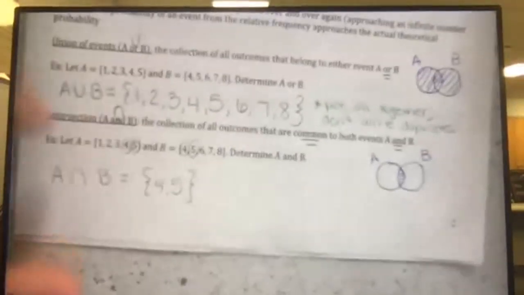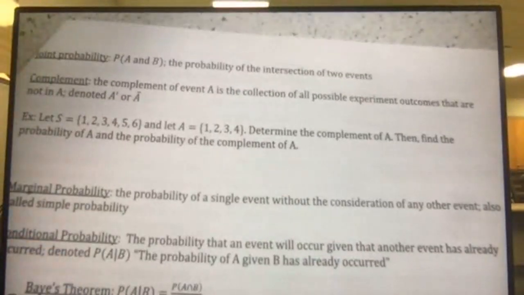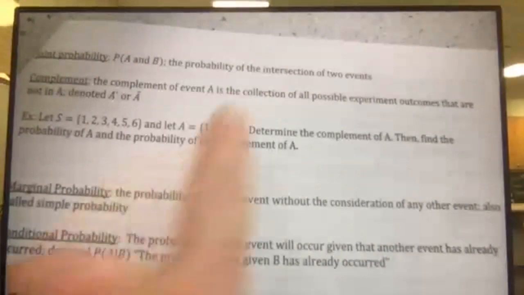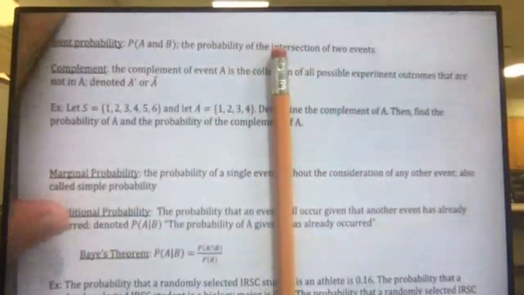So next is joint probability, which is the probability of A and B. So we talked about the intersection of A and B. Now joint probability is finding the probability of those two, the probability of the intersection of two events. It looks a little blurry to me. Let me try to fix it for you. It's a little better.